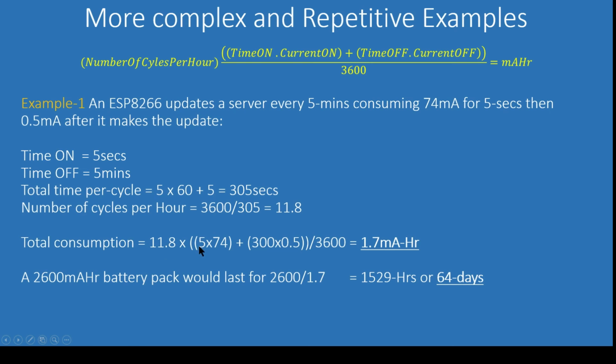The time on, for 5 seconds it demands 74 milliamps. For 300 seconds it demands 0.5 of a milliamp. Therefore the total power consumption is 1.7 milliampere hour. So that 2600 milliampere hour battery pack would last for 2600 divided by 1.7, which is 64 days. And that is typically what you will always find. Duration is not that great.